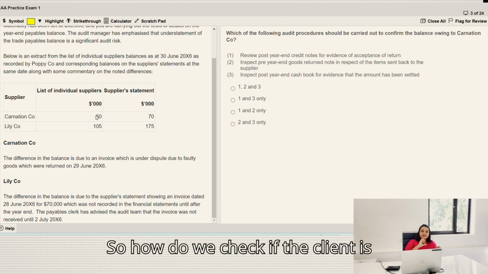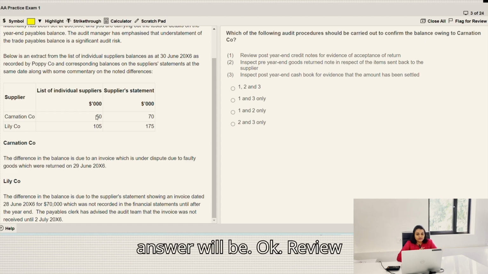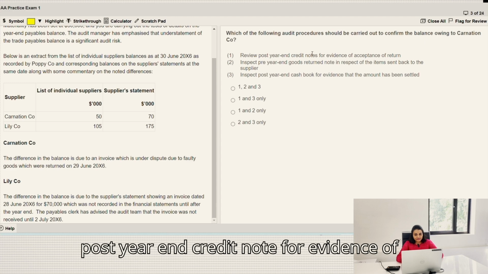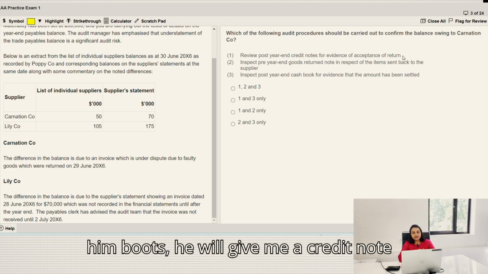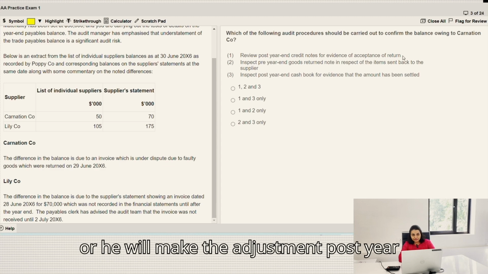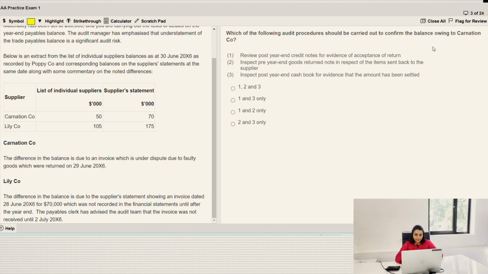So how do we check if what the client is saying is correct or wrong? Is what the answer will be. Okay. Review post year-end credit note for evidence of acceptance of return. So if I have sent him goods, he will give me a credit note or he will make the adjustment post year-end. So yes, this is one way I can check.